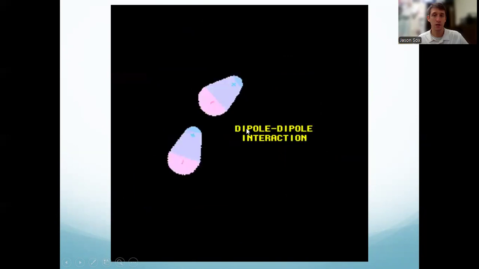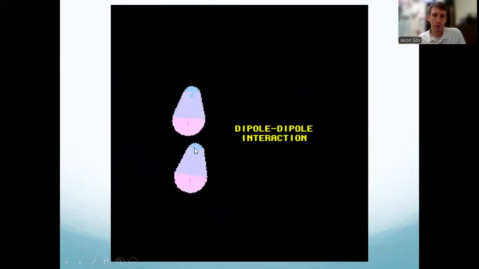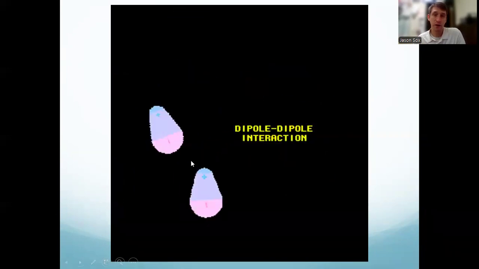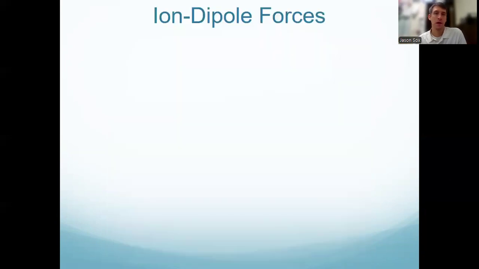Now, when these molecules get close to one another, you'll notice that the positive end of one molecule is influenced and attracted to the negative end of the other molecule. We refer to that as an intermolecular force and a dipole-dipole interaction. Okay. Now here's another similar one, but different.